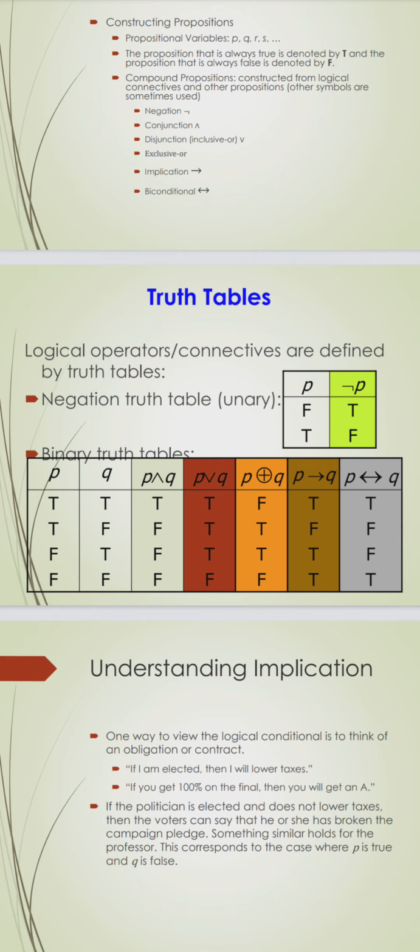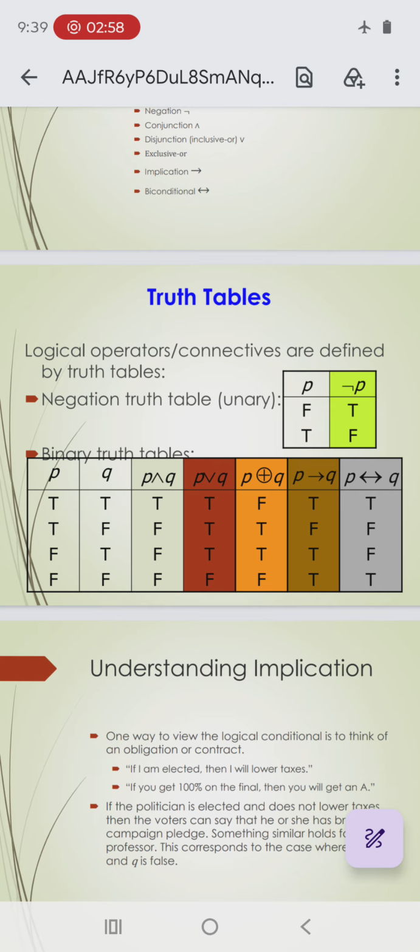PQ truth values are given there: true true, true false, false true, false false. Then P and Q is true true true, true false false, false true false, false false false. Then P or Q truth values: true true true, true false true, false true true, false false false. Then P exclusive or Q: true true false, true false true, false true true, false false false. Same truth values give false, different truth values give true.